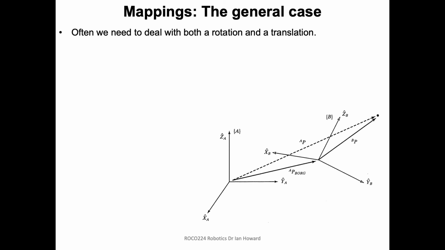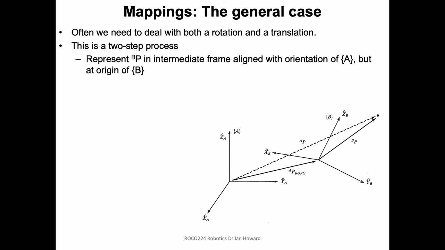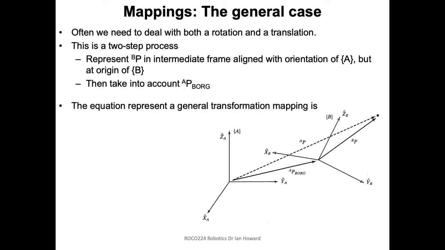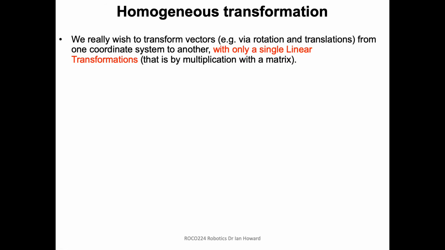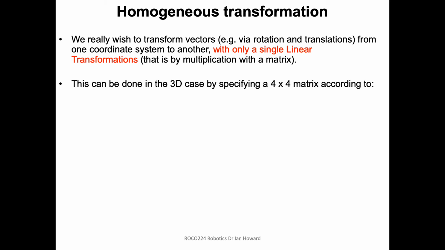In a general case, then, we often need to do rotation and translation. It's a two-step process if we do it like this. We've got to take into account the shift, so this is the shift P Borg, and a rotation component. And we can represent that in this way. If we want to do that, that's fine. However, there are better ways of doing it, and what we'd really like is just a single linear transformation which does rotation and translation. And we can do that if we do the following.